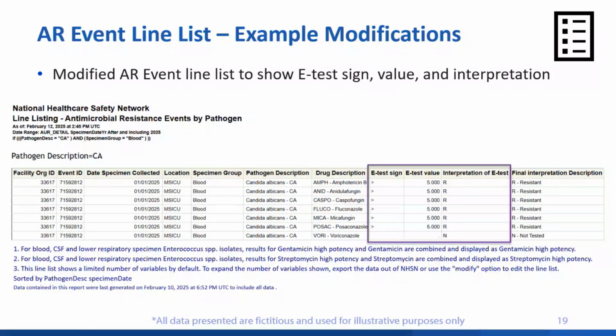So here's the output that is displayed when applying those modifications I just made. We can now see these three e-test variables, the sign, the value, and their interpretation for each drug susceptibility test for this AR event. We can see that for this Candida albicans isolate, the e-test was conducted for each drug in the panel except voriconazole.